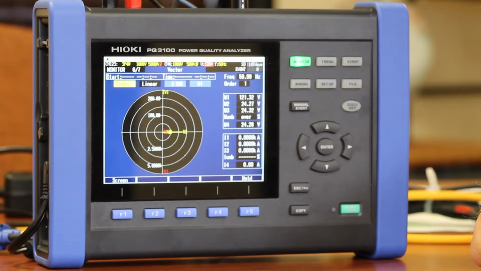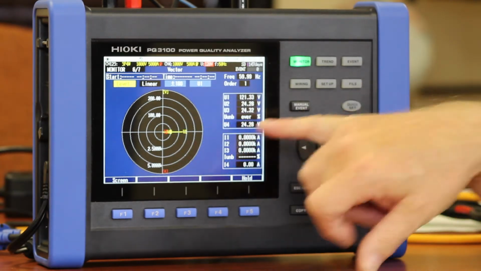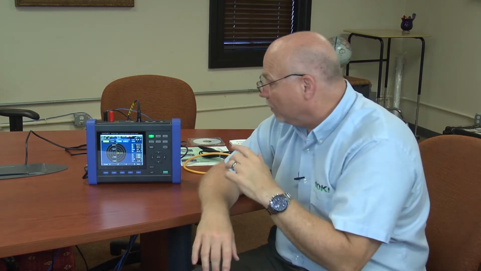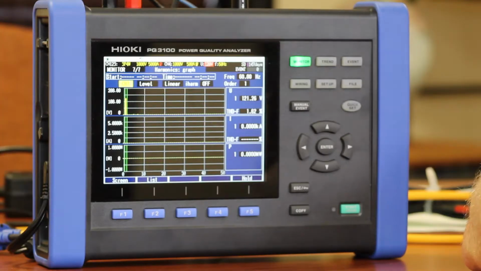And my sixth screen, which is my phasor screen or my vector screen, allows you to see both your voltage and current at the same time, giving you also a digital readout. This comes in handy if you want to make sure your phases are all properly color-coded, so certain phases are going to go in certain directions, and the unit will tell you if you have something hooked up incorrectly.